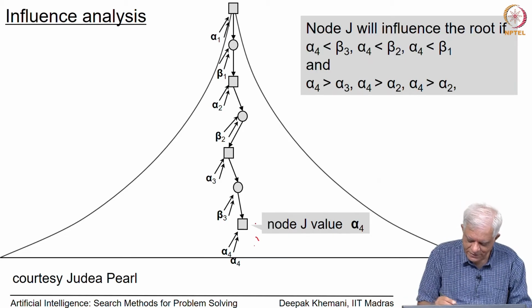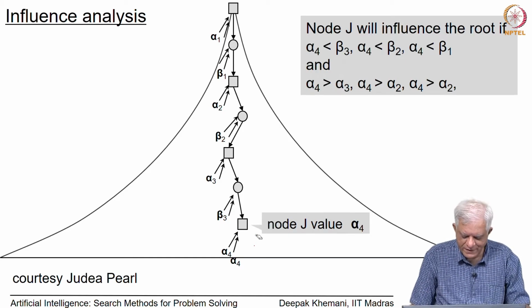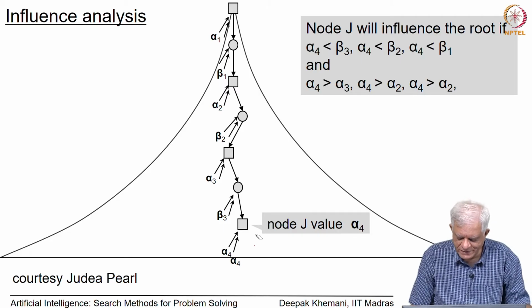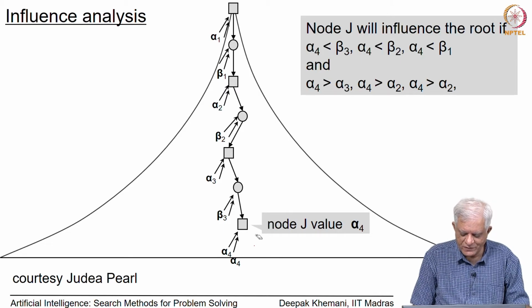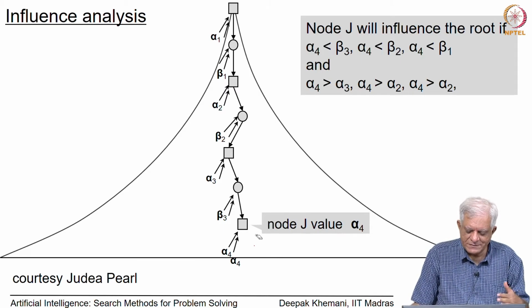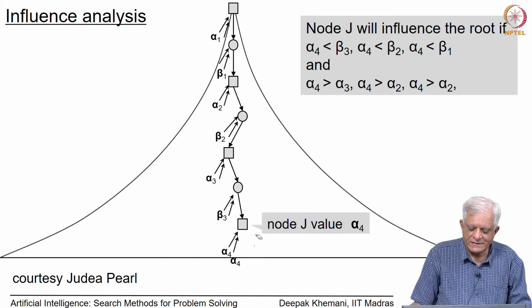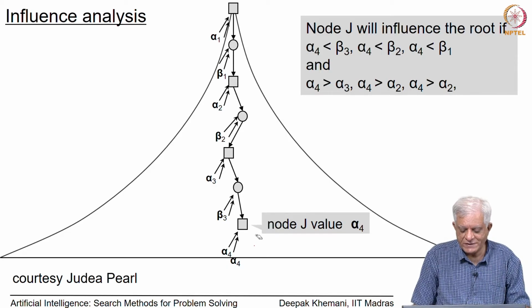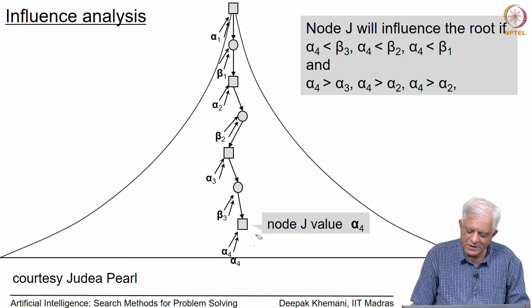Okay, so this is where my program was trying to get into. Let us say this is a node J and it has a value of alpha 4. Now, if you look at this tree, what does this tree have? This tree has a string of partially evaluated nodes. Each of these nodes has been only partially evaluated.